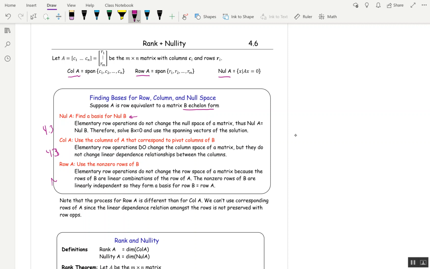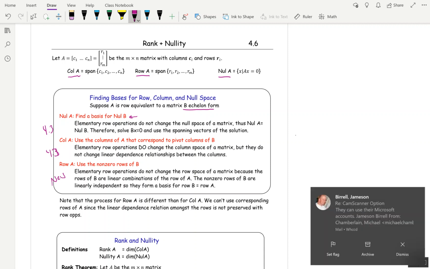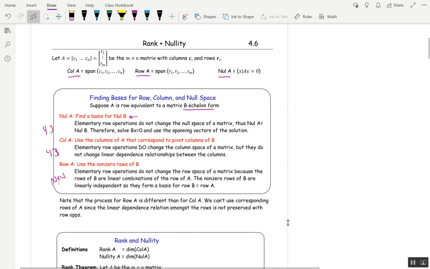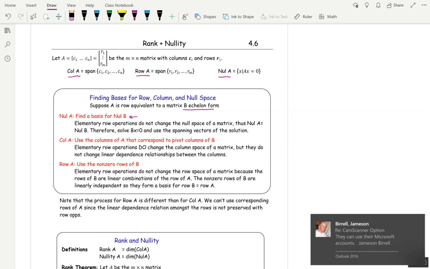This is what's new. Row A. To find a basis for row A, you're going to use the non-zero rows of B. Okay? Non-zero rows of B, not of A. Elementary row operations do not change the row space, and they do not change the null space. They change the column space. But even though they don't change the row space, they will change the linear dependence relationships amongst the rows of A, so that's why you have to use the non-zero rows of B. We'll do an example on the next page of each of those, so don't worry about that.